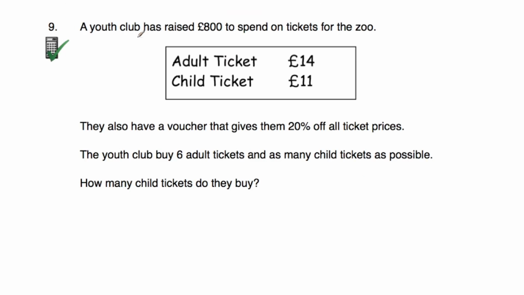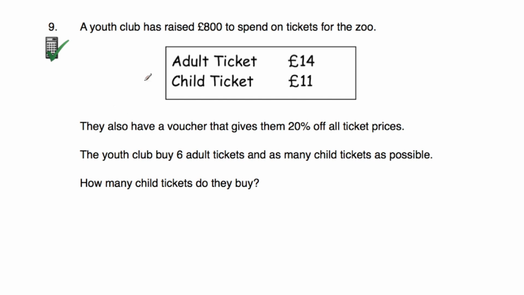So question number 9 says a youth club has raised £800 to spend on tickets for the zoo, and an adult ticket costs £14 and a child ticket costs £11. And they've also got a voucher that gives them 20% off the ticket prices. And the youth club buy 6 adult tickets and as many child tickets as possible. How many child tickets do they buy?